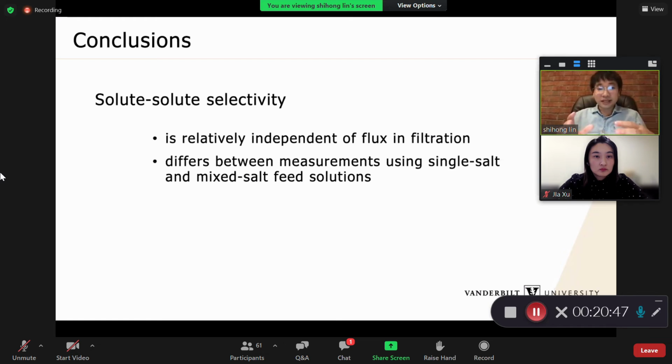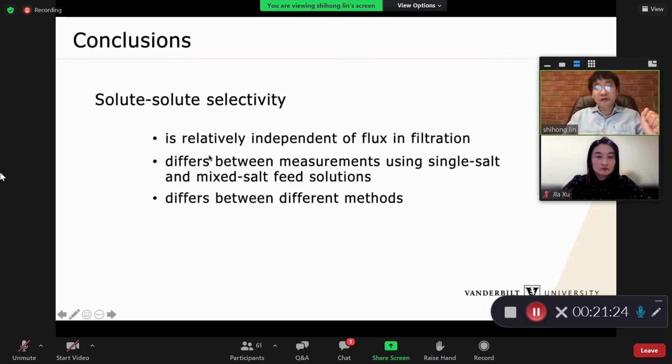Now, unfortunately, the solute-solute selectivity differs between measurements using single salt and mixed salt. As I said, a lot of the studies were actually performed using single salt experiments, and it would not be the same in mixed salt experiments, right? In mixed salt experiments, you have other phenomena or mechanisms that play a role here. For example, you have the Donnan equilibrium, which can lead to the negative rejection of some solutes, which is impossible in single salt experiments, right? So the two are very different in most cases.